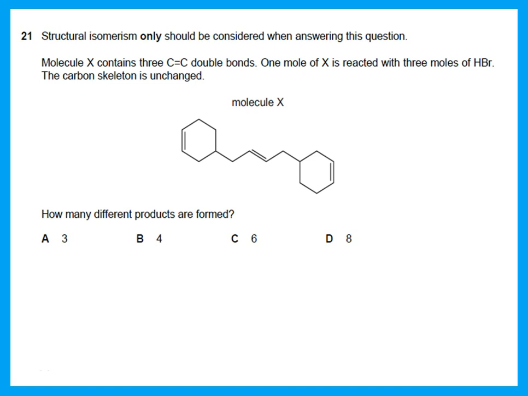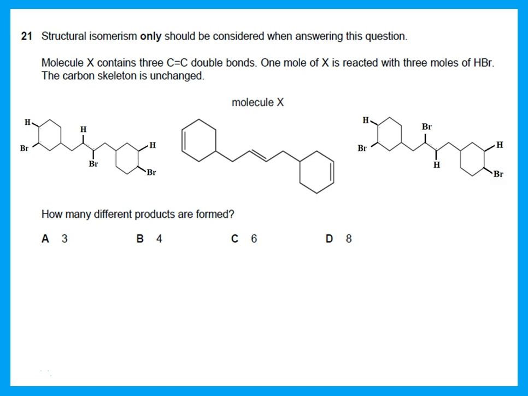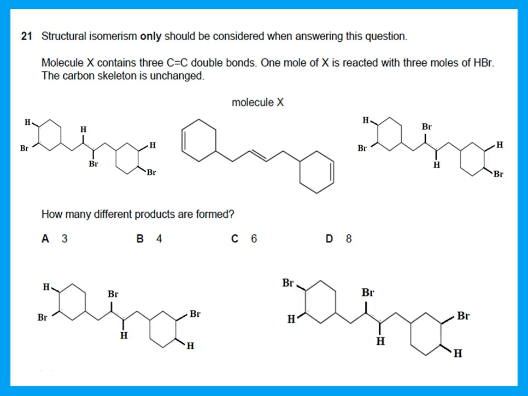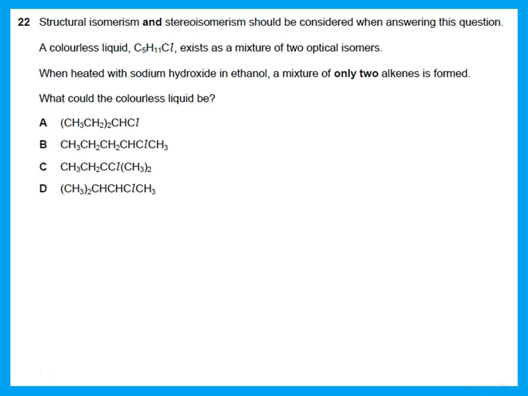Well, let's see. We're going to open up all the double bonds and put HBr instead of them. So you can have a diagram like this, or this, or this, or this. So you actually have 4 different products that can be formed. Then the next question says structural isomerism and stereoisomerism should be considered when answering this question.